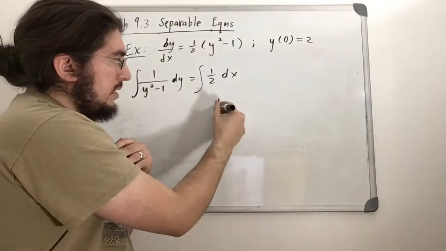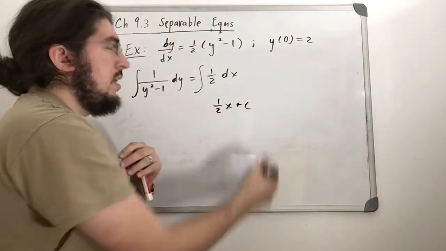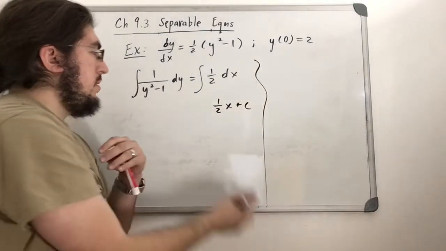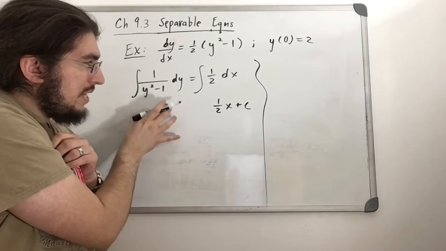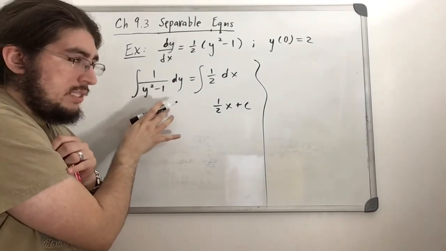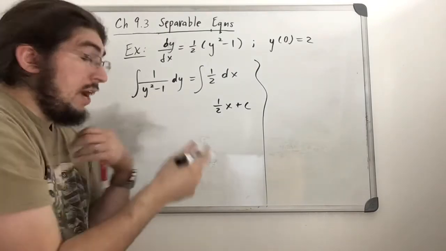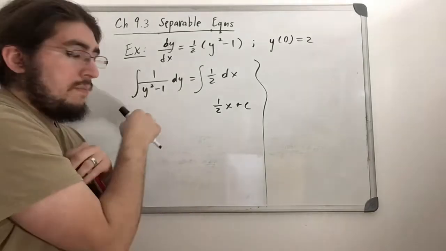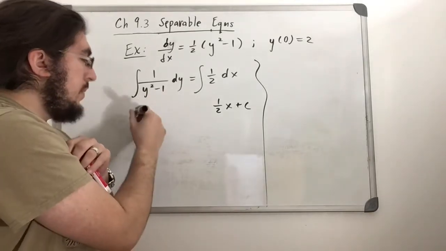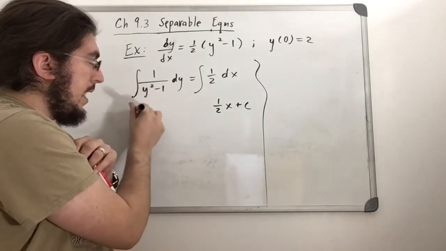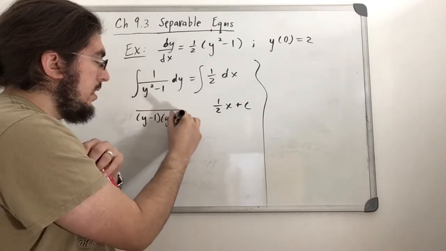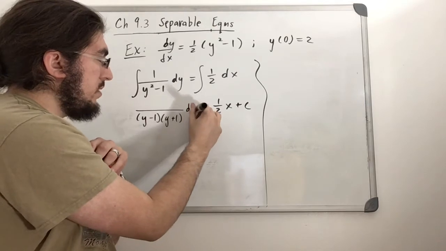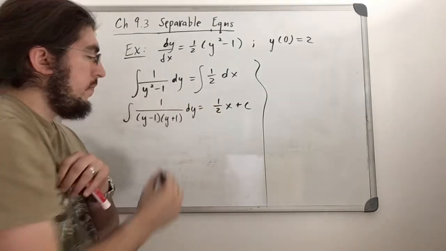Now we can integrate this. On the right, we just get 1/2 x plus c. That's fine. On the left, it's a lot harder to do, actually. In fact, the only obvious way I know how to do it anyways, is by partial fraction decomposition. Because the denominator actually factors as y minus 1 times y plus 1. This, of course, is a difference of squares. Okay?